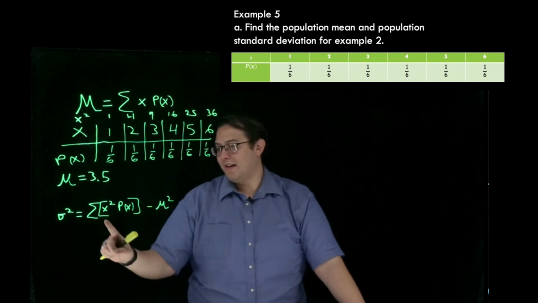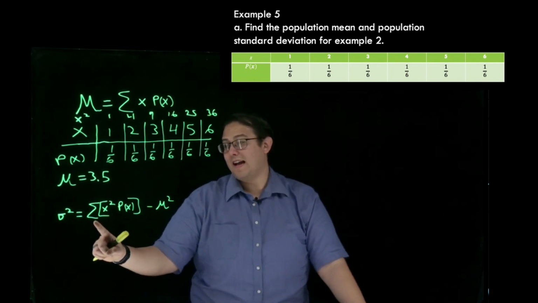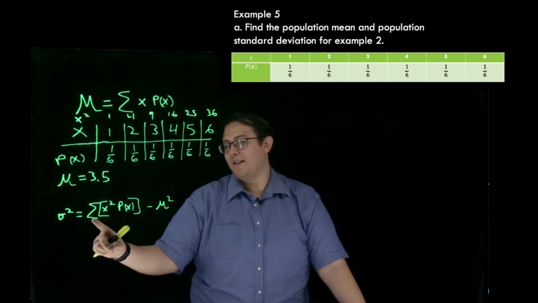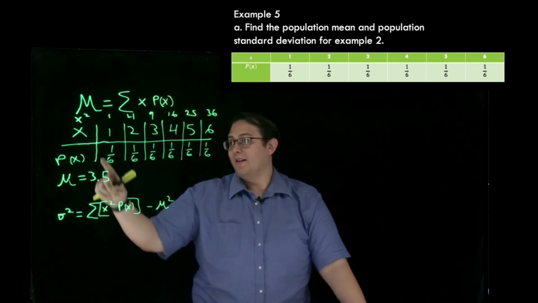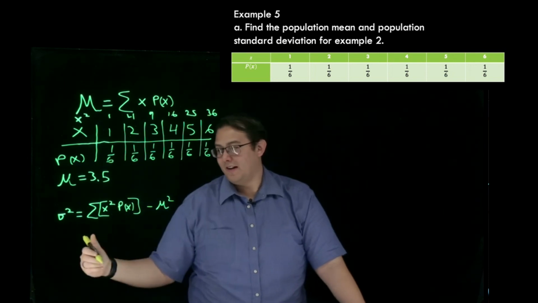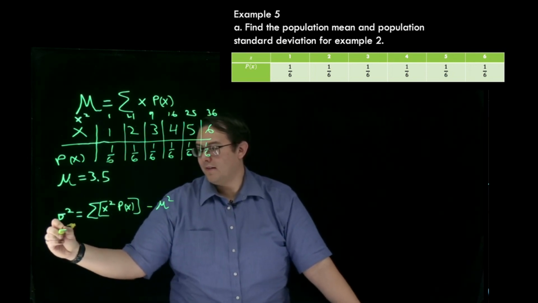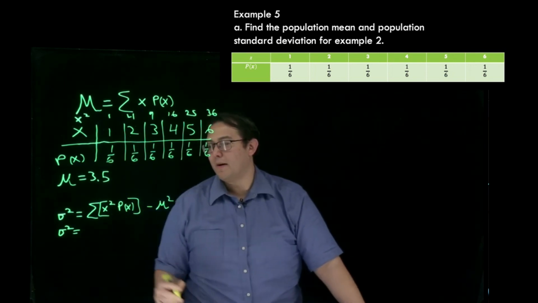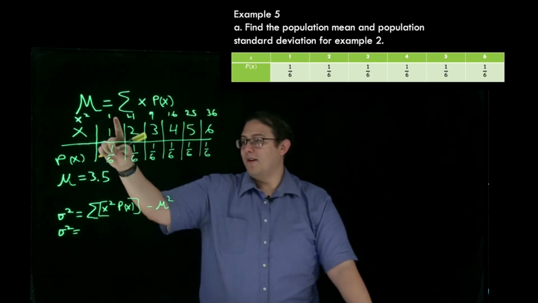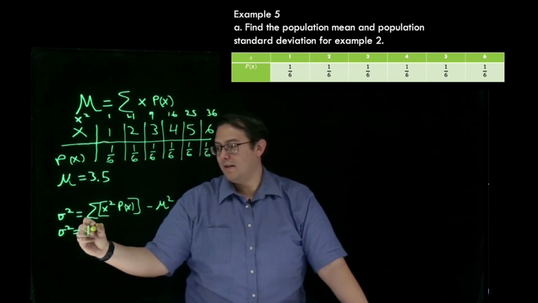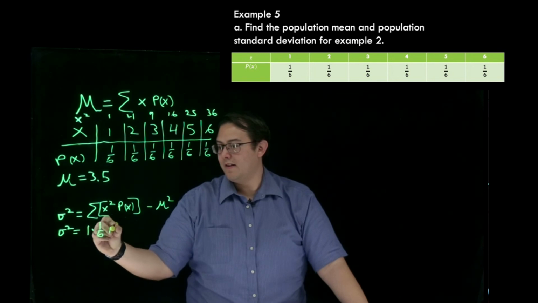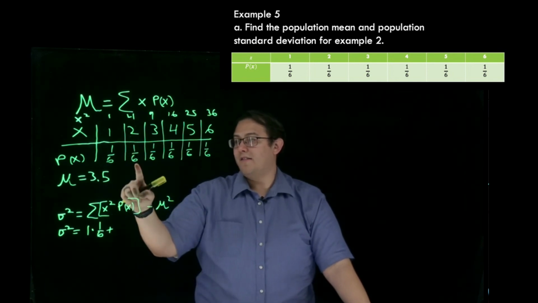Okay. So again, this capital sigma means add. So we're going to be adding up a whole bunch of things. And this is what we'll be adding: the squared value times the probability. Okay. So sigma squared, the population variance, is going to be 1 times 1/6 plus the 4 times 1/6.